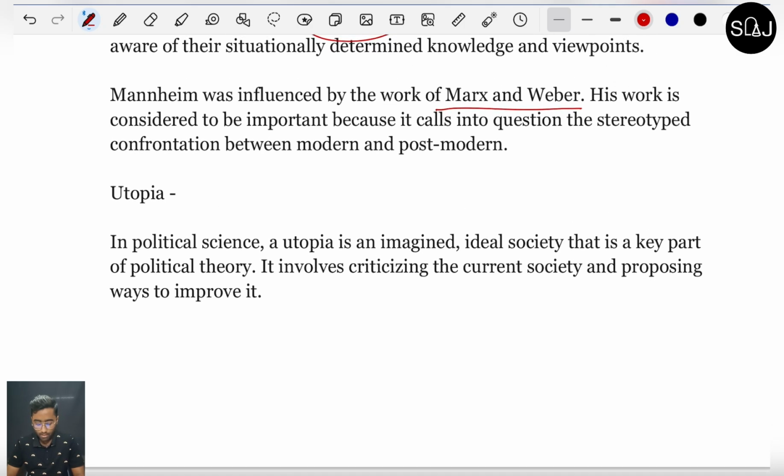Utopia. In political science, utopia is an imagined ideal society that is a key part of political theory. It involves criticizing the current society and proposing ways to improve it.